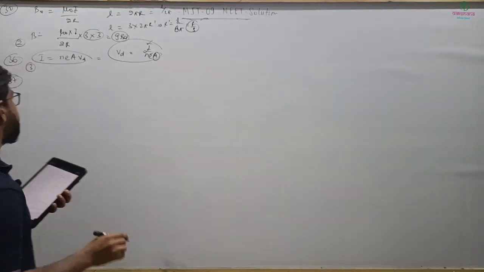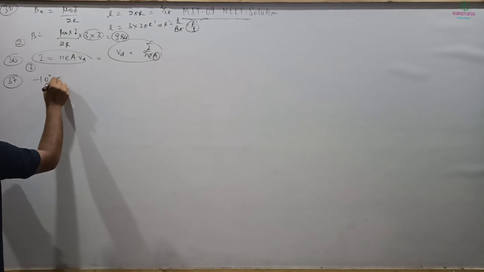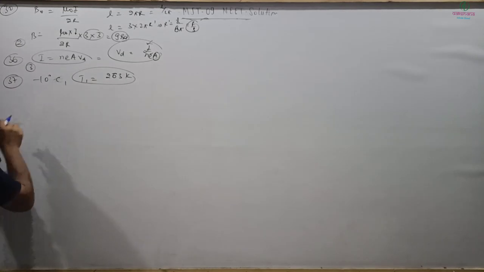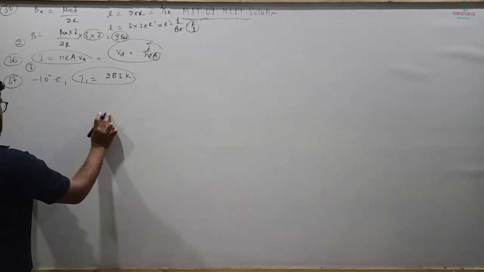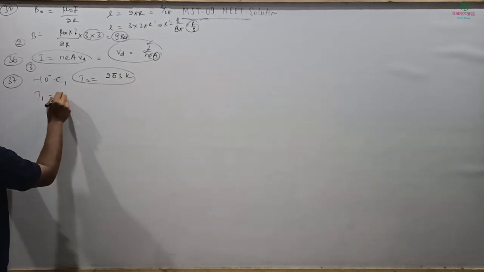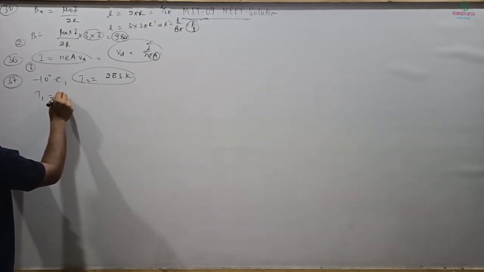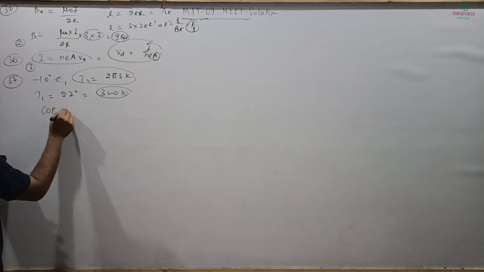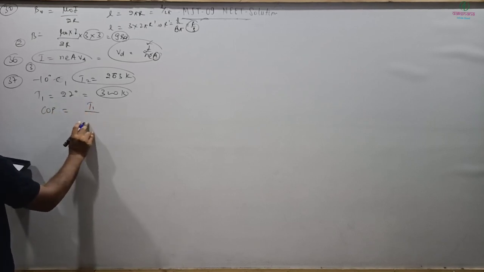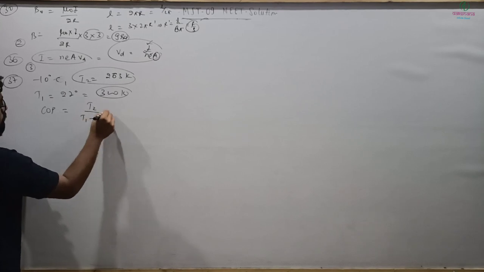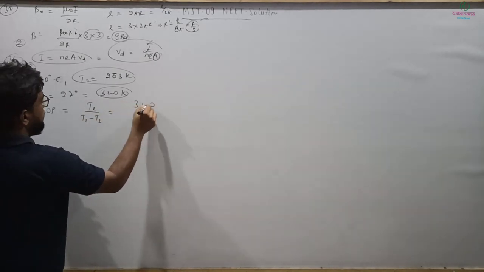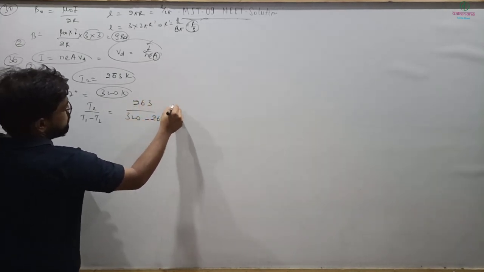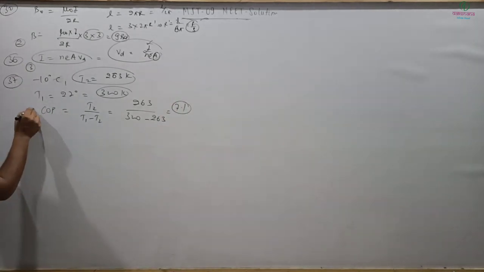Refrigerator works between temperatures of minus 10 degrees Celsius, that's T2, equal to 263 Kelvin, the lower temperature. And T1 is 27 degrees Celsius, that's equal to 300 Kelvin. Now COP is given by T2 by T1 minus T2, that is 263 by 300 minus 263, solving it comes out to 7.1, that's option number 1.